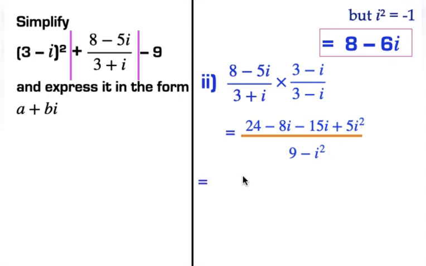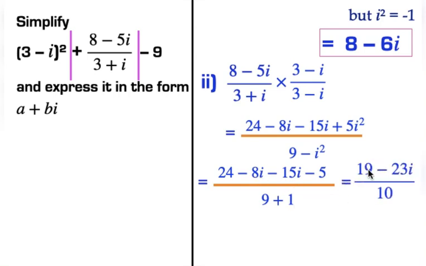Here we have 24 minus 8i minus 15i minus 5 over 9 plus 1. Simplify further, we have 19 minus 23i all over 10. This can be written as 1.9 minus 2.3i. This is part 2. And then part 3 is just minus 9.